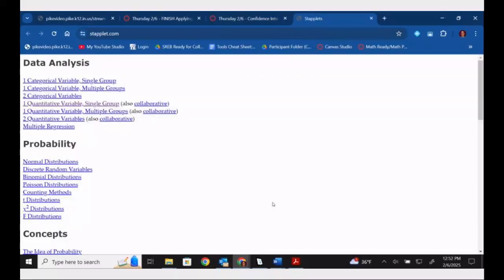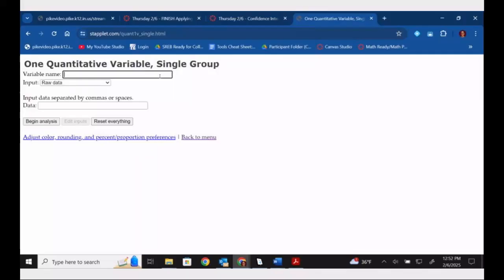All right, so what kind of a variable do we have? Quantitative or categorical? Quantitative. How many groups did we look at? Just one group, just you guys, right? I collected data from this class. I collected it from 5th period too, but we're just going to be analyzing the data here. So I'm going to go to the one that says one quantitative variable, single group.